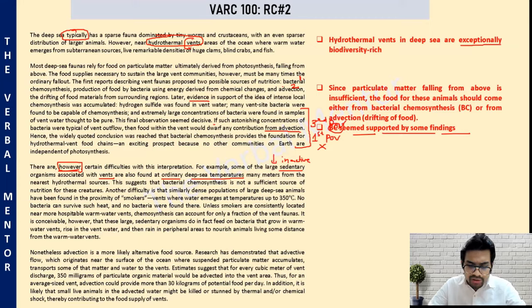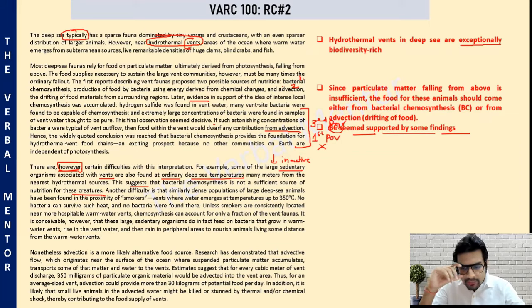This finding weakens the theory that bacterial chemosynthesis is responsible for the food source. How? I can't make connections. But let's read the passage further and see if the author makes connections for us. So the large sedentary organisms associated with vents are also found at ordinary sea temperatures, many meters away from the nearest hydrothermal source. So he's telling us that bacterial chemosynthesis is not a sufficient source for the nutrition of these creatures. All right, now it makes sense.